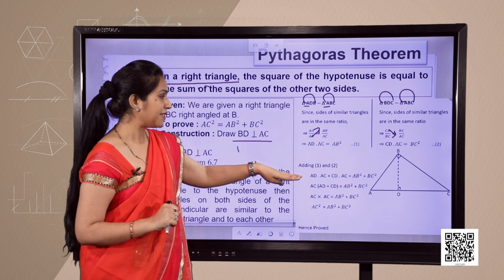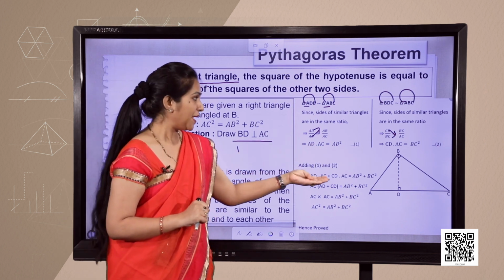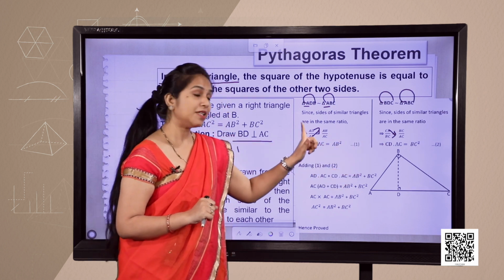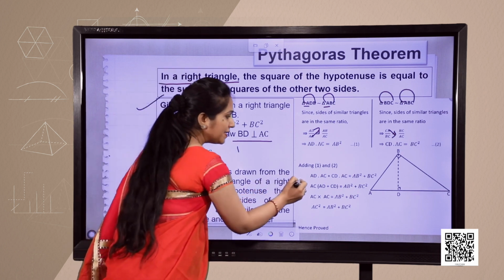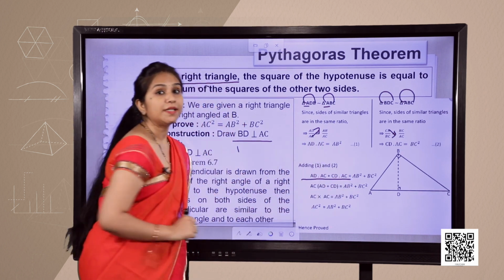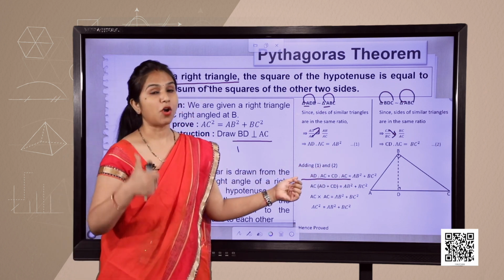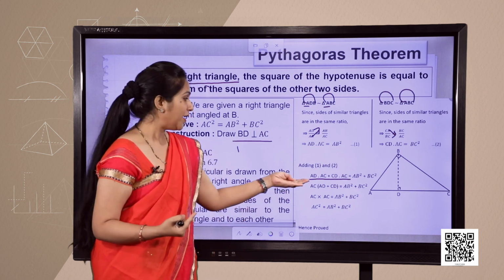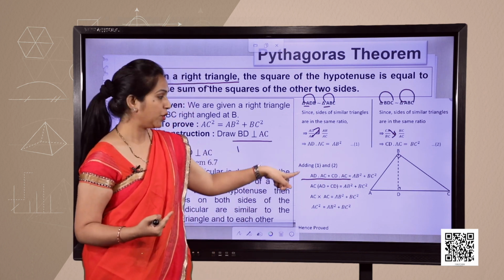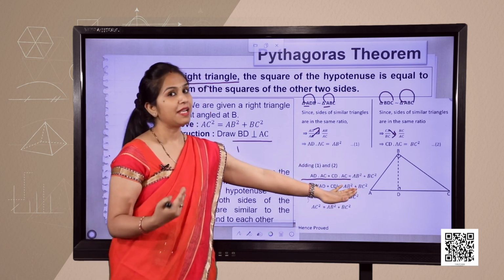When you are adding, on the left side you have AD dot AC, dot means multiplication, plus CD dot AC is equals to AB square plus BC square. Now, you can see here in this step what is common. Both the terms are having AC as a common term. So, you can take out AC out of the bracket. When you have taken out AC, you are left with AD plus CD, is equals to the right side, which will remain as it is.